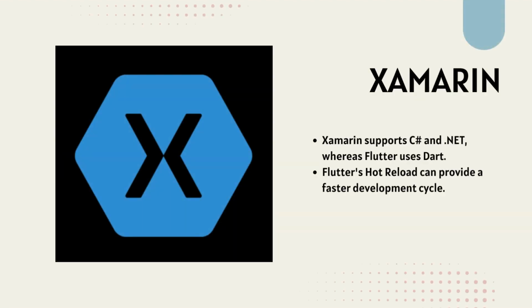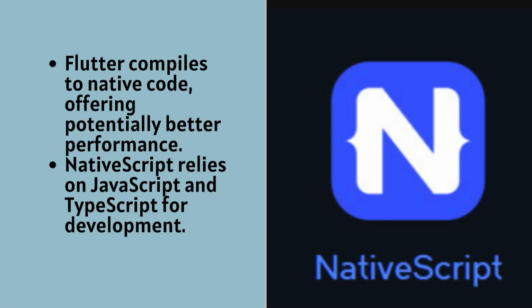Xamarin supports C Sharp and .NET for building cross-platform applications. It presents a familiar environment for developers with experience in these technologies. In contrast, Flutter uses Dart as its programming language. One notable advantage of Flutter is its hot reload feature, enabling developers to quickly see the impact of code changes in real time, potentially leading to a faster development cycle compared to Xamarin and NativeScript.